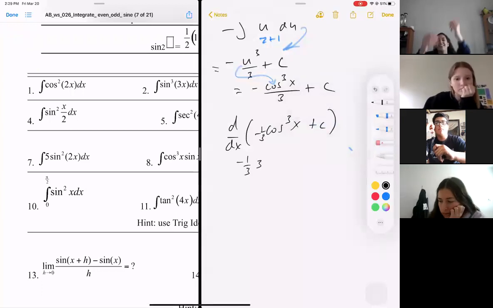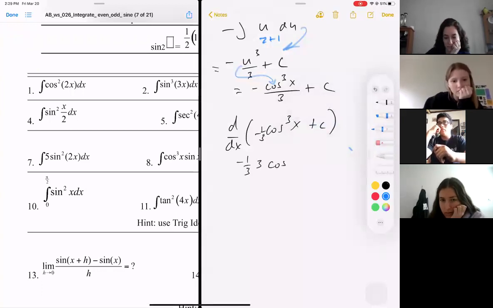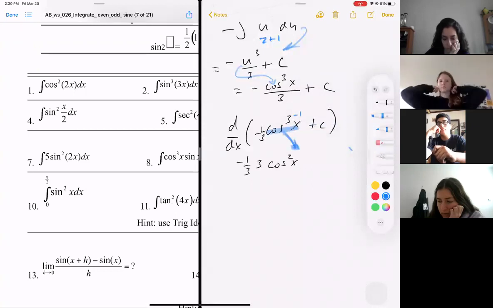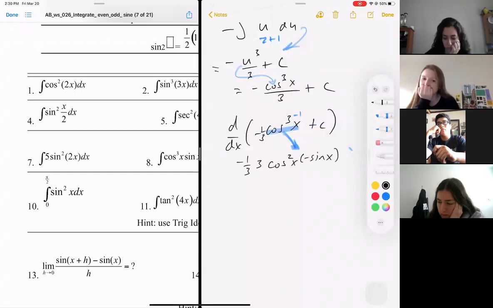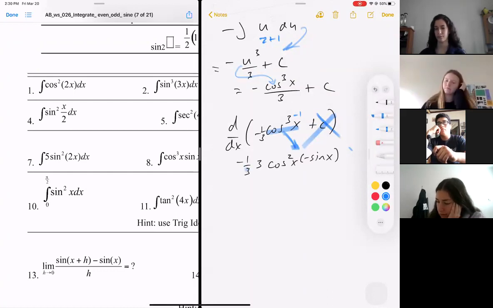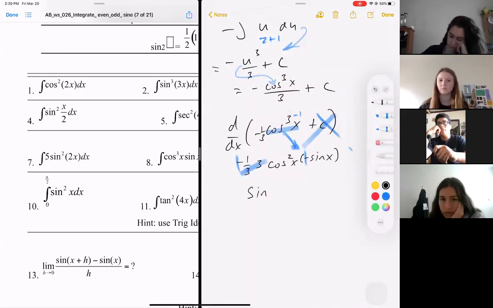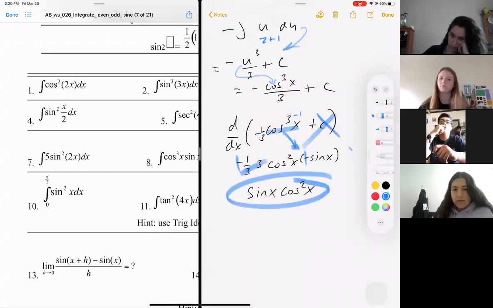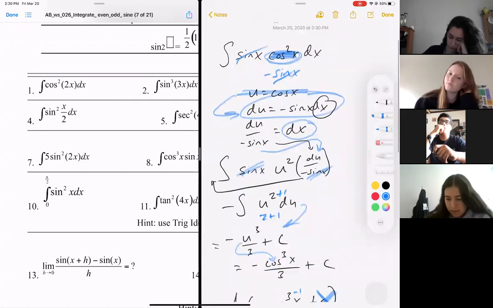Bring down the 3, and we're left with cosine to the 3 minus 1, cosine squared x, followed by chain rule. The derivative of cosine is negative sine. And the derivative of c goes away. That's 0, because it's a constant value. Rewriting this, 3's divide out, the negatives divide out, and we're left with sine x cosine squared x, which is back to where we started from.